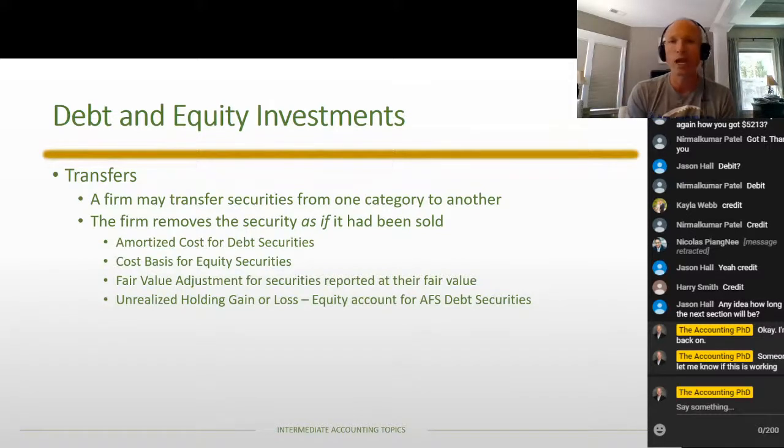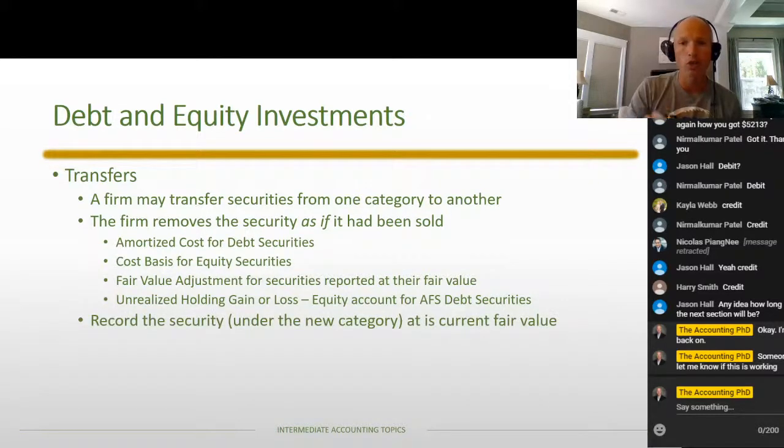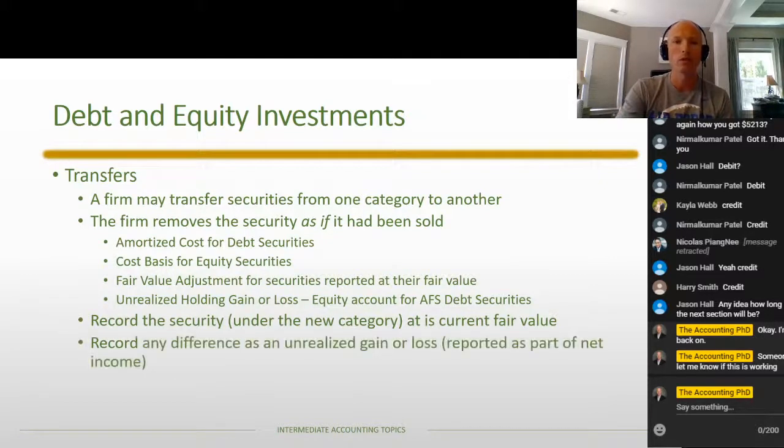But of course, there's no cash on the other end of this, right? So that's the only difference. There's no cash. So then you record the security under whatever the new category is at its new fair value. So you reevaluate the fair value, you bring it back onto the books at whatever that fair value is. If there's a difference between the two, you have an unrealized gain or loss. And that one is going to be reported as part of net income. Again, just knowing this in theory is all you really need to do. We're not going to have an actual problem.